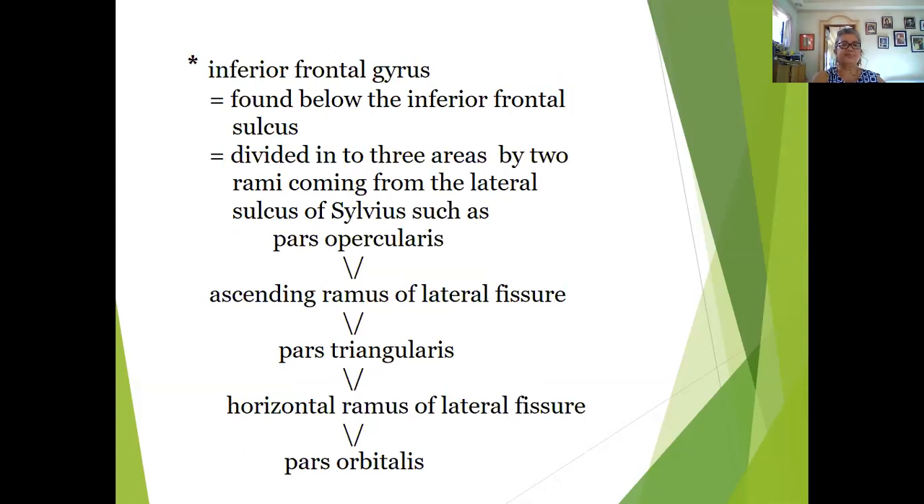Now, your inferior frontal gyri is found below the inferior frontal sulcus, divided into three areas by two rami coming from the lateral sulcus of Sylvius, which will form your pars opercularis, your pars triangularis, and pars orbitalis. I'm sorry. So the rami that will divide your inferior frontal gyrus will be your ascending ramus of the lateral fissure and the horizontal ramus of the lateral fissure, making three lobules, your pars opercularis, pars triangularis, and pars orbitalis.